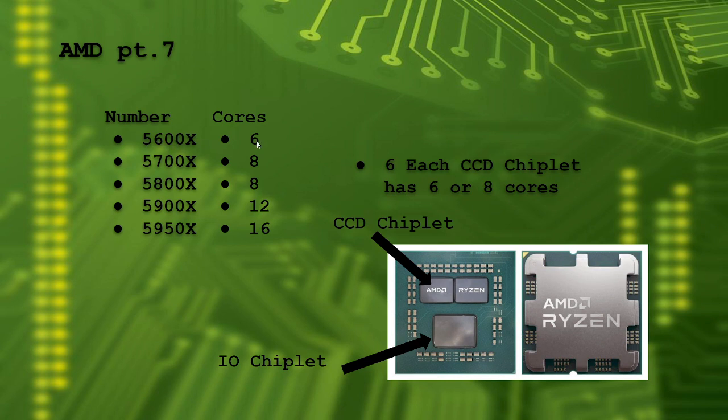Anything with a 600 in it has 6 cores, so it only has one of these. The 5800 and the 5700 both have 8, so they only have one of these. The 5900X has 12 cores, so it has 2 6-cores. The 5950 has 2 8s. 8 times 2 makes 16. Pretty self-explanatory.